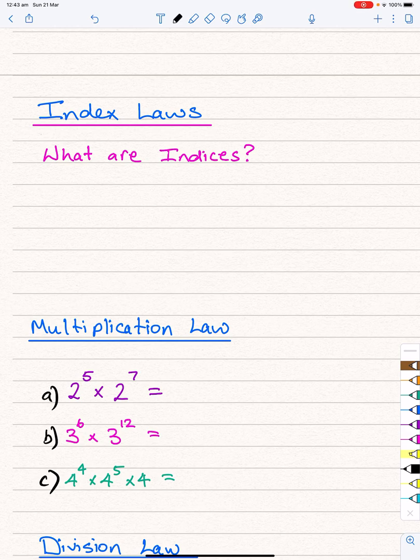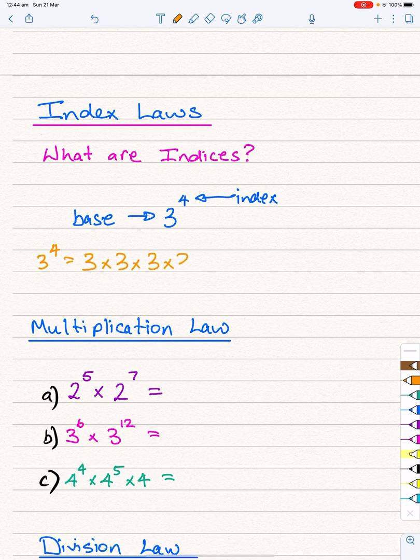Hi, in this video we're going to talk about index laws and what exactly are indices. So an index is a number with a power. For example, 3 to the power of 4 has a base, which is 3, that's what's being multiplied, and 4 is the index, or how many times it's being multiplied by itself. So 3 to the power of 4 means 3 times 3 times 3 times 3. And we're doing this 4 times.